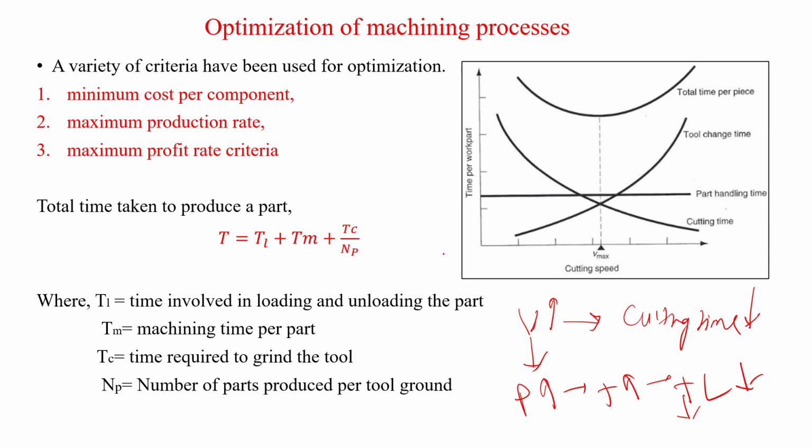So we can see with increase in the speed, the tool change time increases. However, the cutting time decreases. Therefore, we need to find the optimum V. This is the actual curve. We need to find the optimum V which takes care of both things. That V max is the optimum V that takes care of the optimum value of the cutting time and the tool change time. So we need to find that V, right?